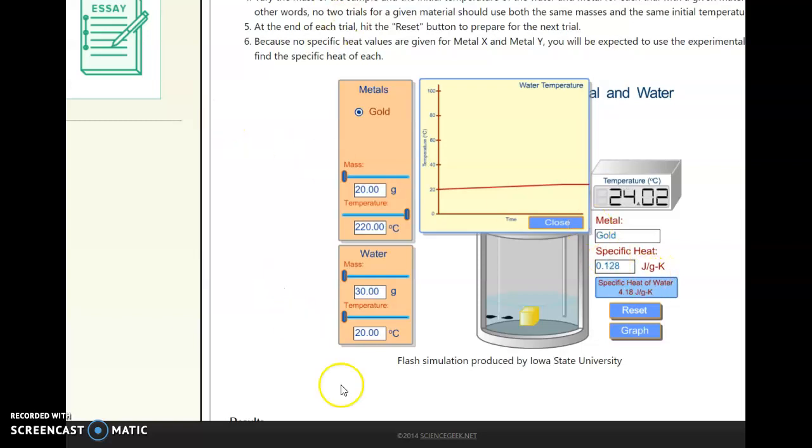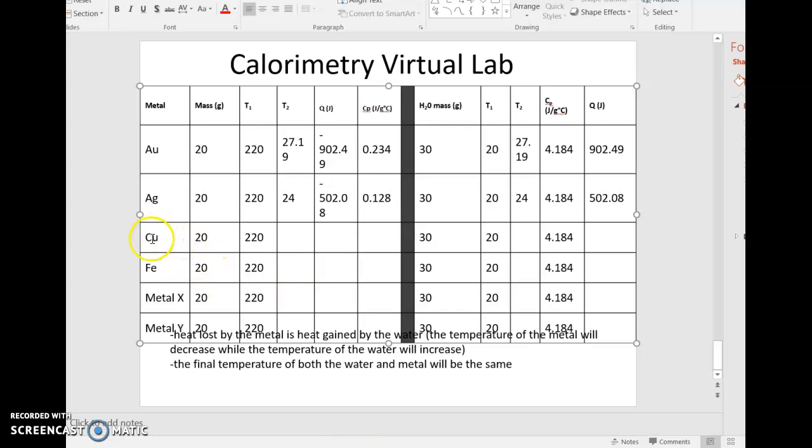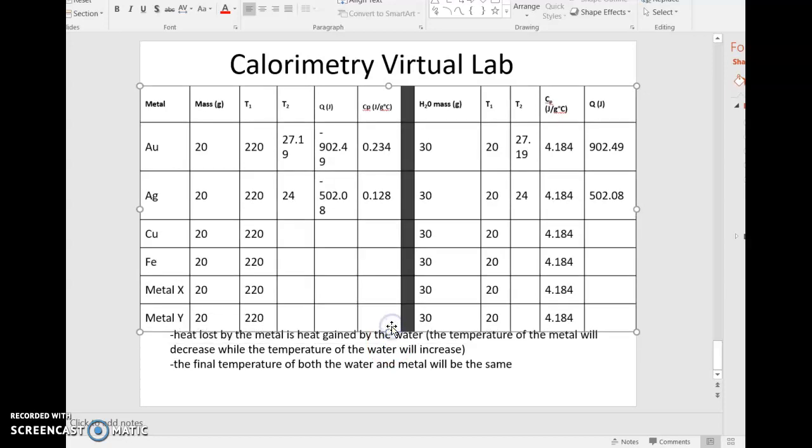So go ahead now and try to do the same thing for copper, do the same thing for the other metals, and then try to get the specific heat of metal X and metal Y, doing the same steps that we just did.